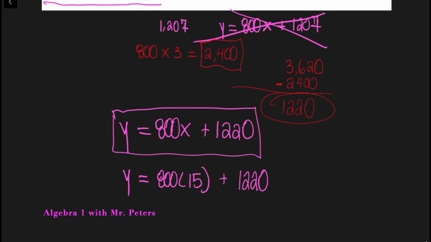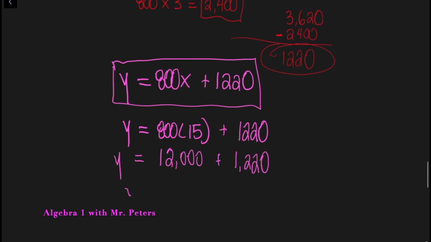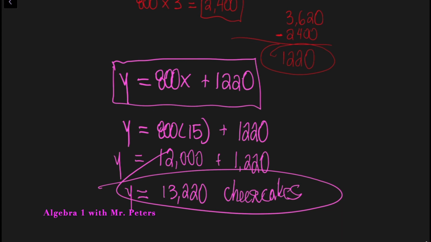So now once we do this to solve the problem, we are going to get y is equal to, and let's do this quick math real quick, definitely using the calculator, guys, 100, oh, I'm sorry, not 100, 12,000 plus 1,220, and when we finalize our answer, we are going to get 13,220 cheesecakes.